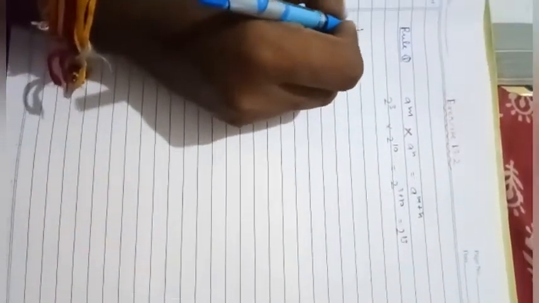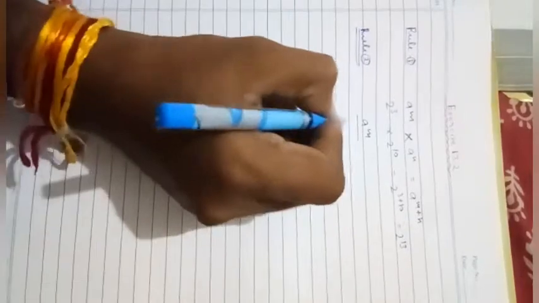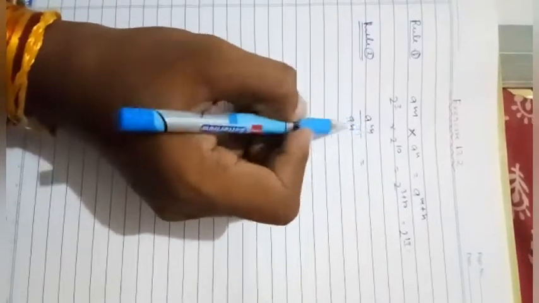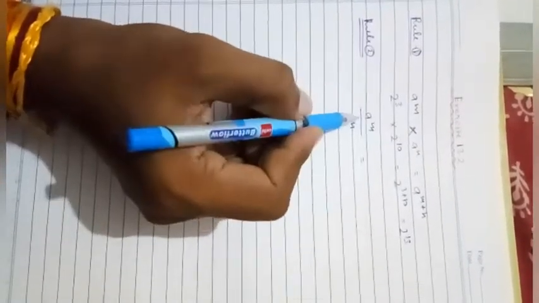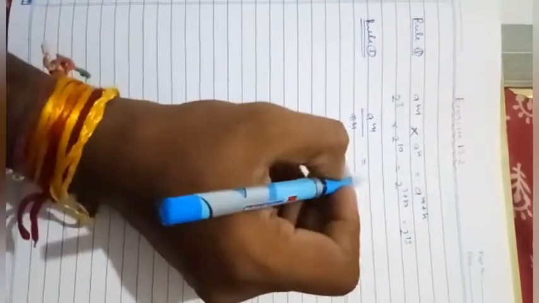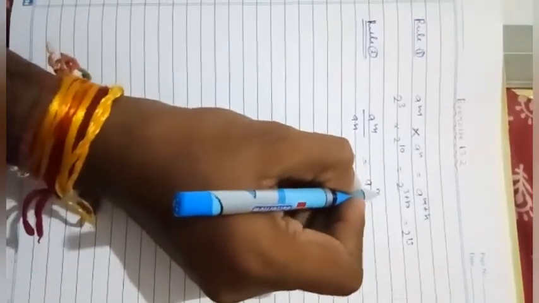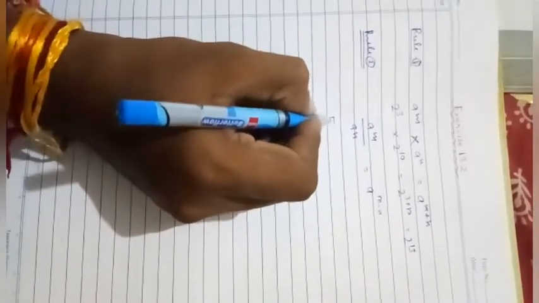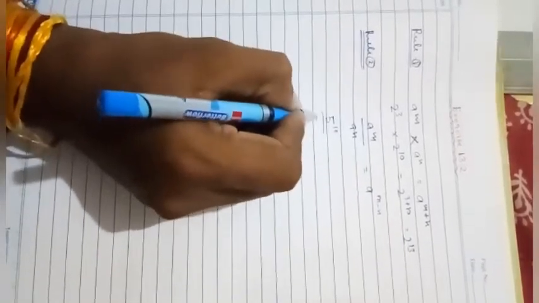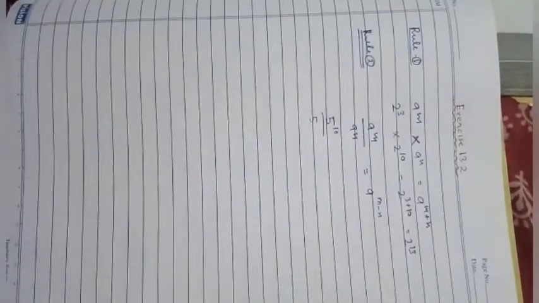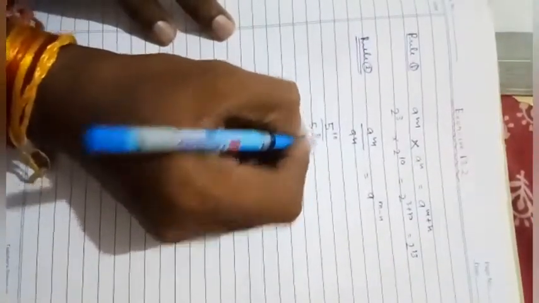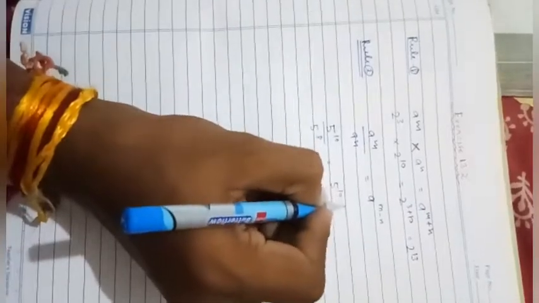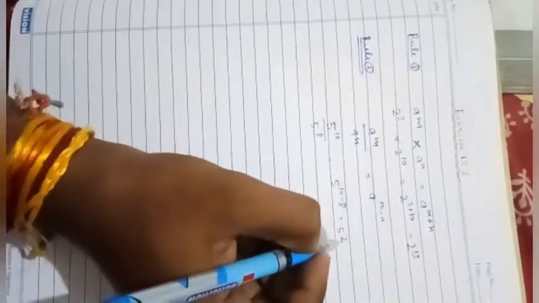Now rule number 2 is a raised to m upon a raised to n. Again the concept is same. Here the bases are same and powers are different, but in place of the multiplication sign here you can see the division sign. In the case of division you have to subtract the powers: a raised to m minus n. Suppose the example is given 5 raised to 10 upon 5 raised to 8. So this would be 5 raised to 10 minus 8. It means 5 raised to 2.